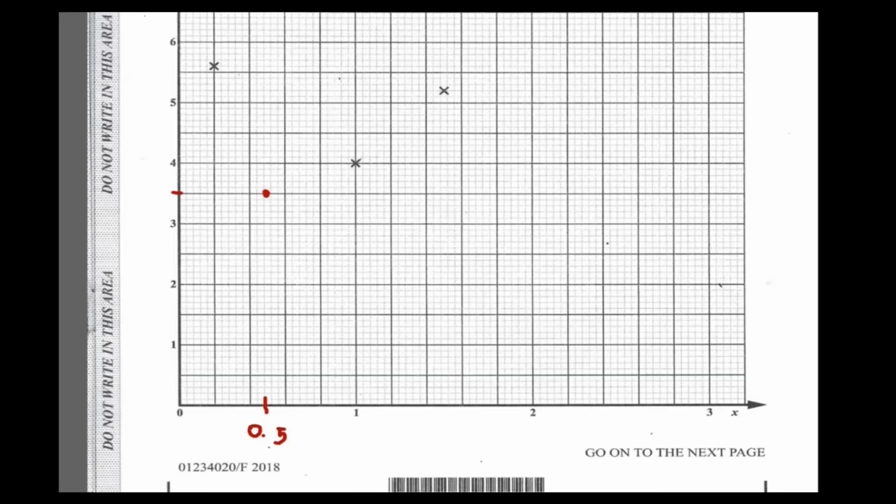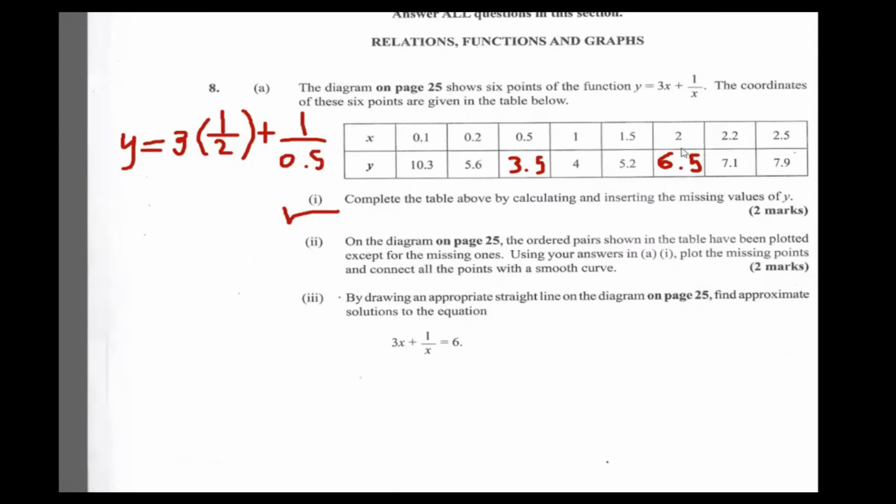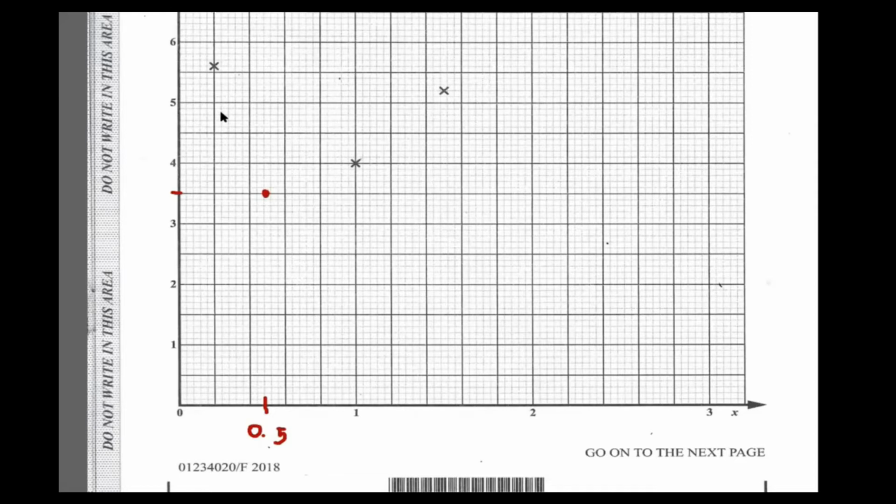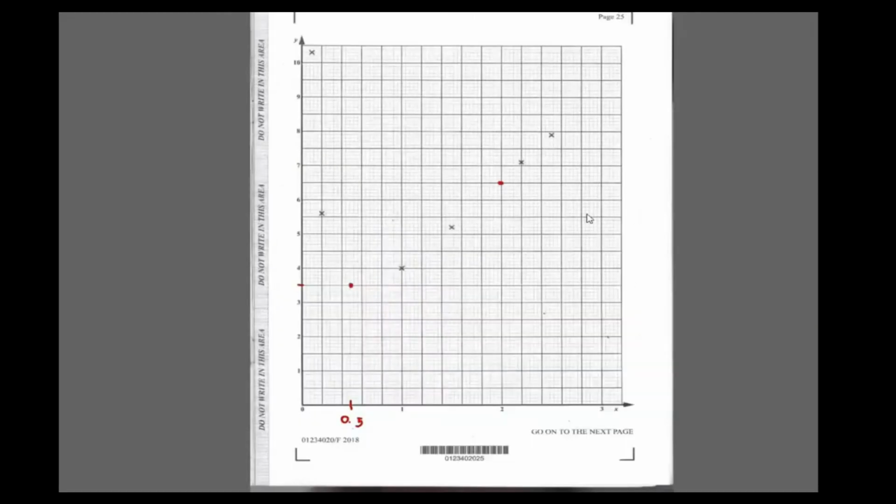The next thing we want to do is put in when x is 2, we get 6.5. Oh, good. Then I'm set to plot a smooth curve. So you're going to connect these two points. It's a smooth curve, so let's connect them.